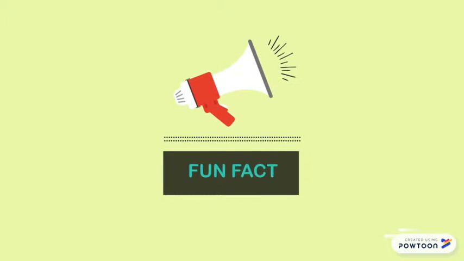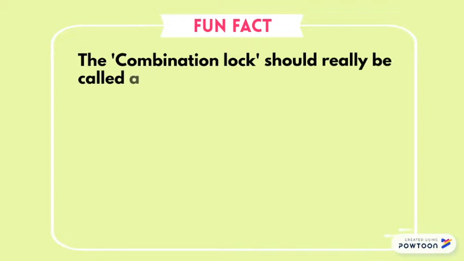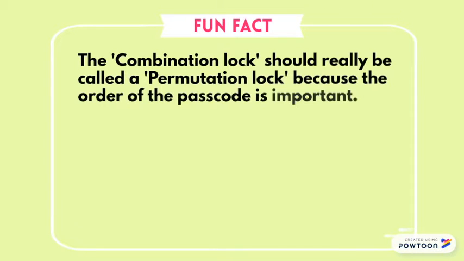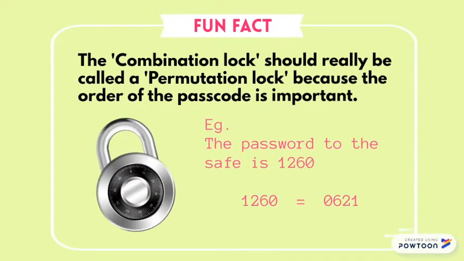Fun fact. The combination lock should really be called a permutation lock because the order of the passcode is important. For example, the password to the safe is 1260. 1260 isn't equal to 0621.